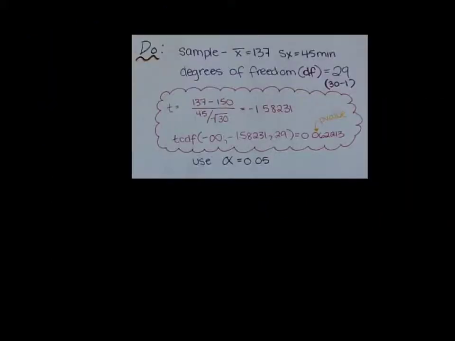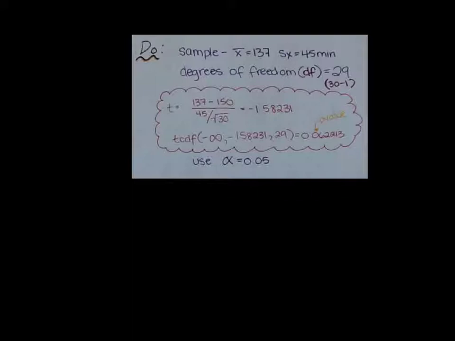To do the problem, you have to keep in mind what the sample originally was, which was 137 minutes, and the standard deviation was 45 minutes. You also have to check the degrees of freedom, which is your sample size minus 1. In this case it is 29.